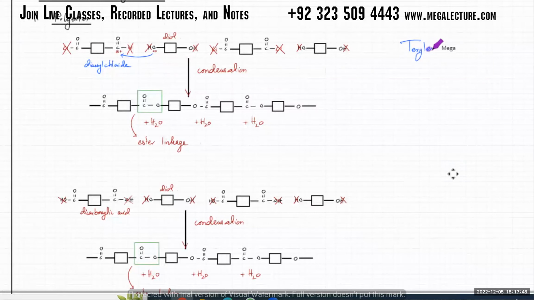Okay, so one of the examples is terylene. The fabric, clothing.